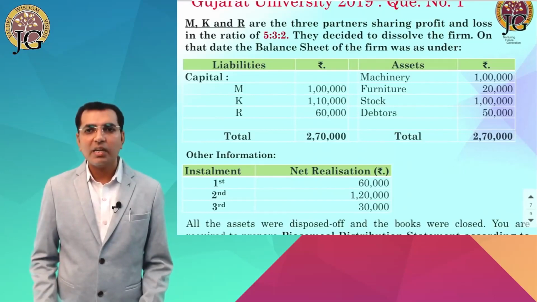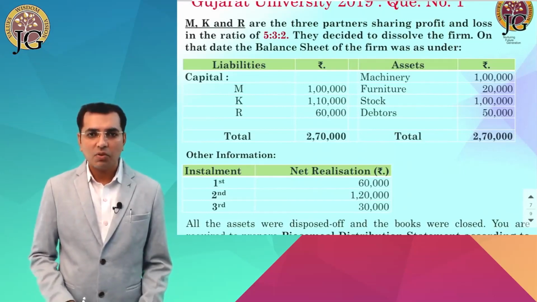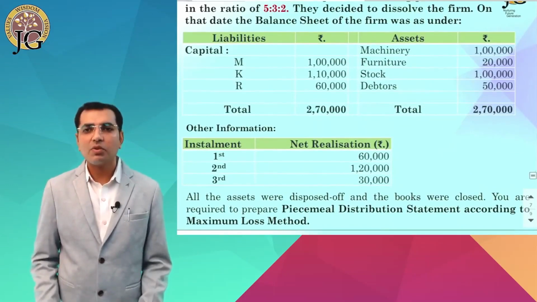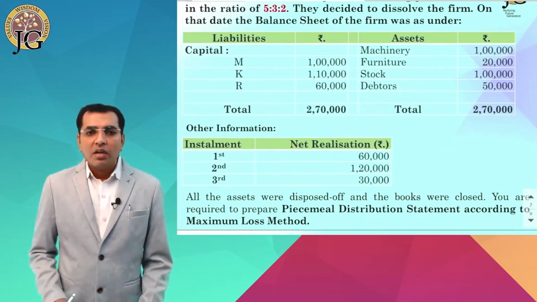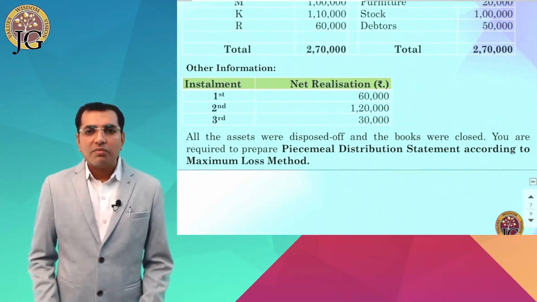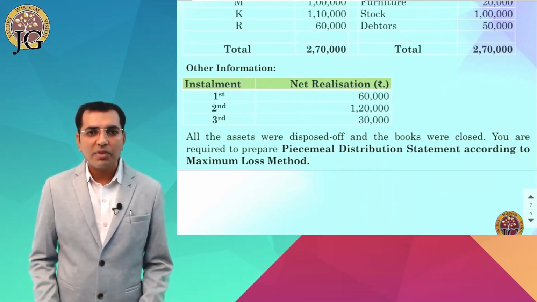On that debt, the balance sheet is given as under. Only the partners' capital are given, and on the asset side, machinery, furniture, stock, and debtors are there. Other information is given about the installments that are realized by the firm by selling their assets. So there are three piecemeal installments received by the firm by realizing their assets.